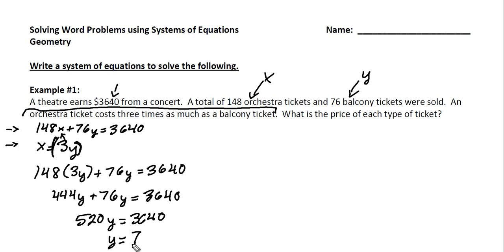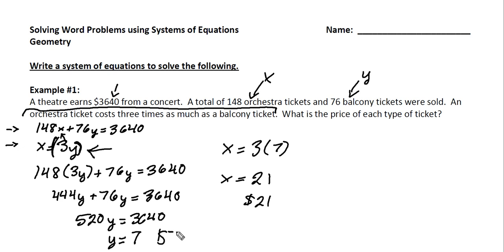Now we can use that to figure out the cost of the orchestra ticket. That second equation is a really simple equation that compares the price of the orchestra ticket to the price of the balcony ticket. The orchestra ticket was 3 times the balcony ticket. Well, we know the balcony ticket's 7, so 3 times 7 is 21. So that means the price of the orchestra ticket is $21, and the price of the balcony ticket is $7.